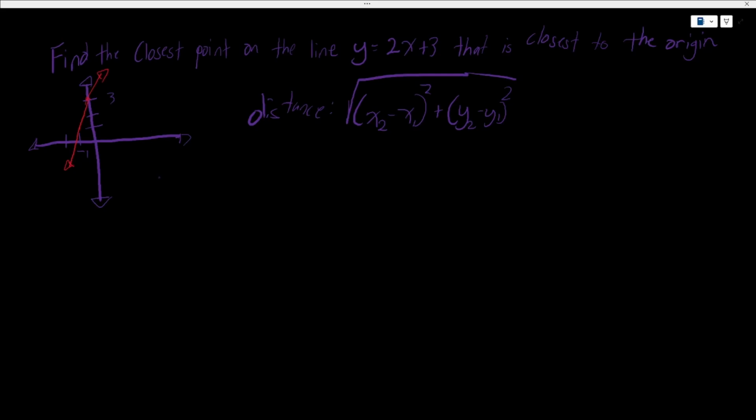We know that our second point from the graph, since we're going to the origin, is going to be 0, 0. So this is x2 and y2. But what's our first value of x and what's our first value of y? Well, we will just leave our x like so, and since we're going from the line to the origin, our first point for y is going to be equal to 2x plus 3. There we go. So let's plug this into our distance formula.